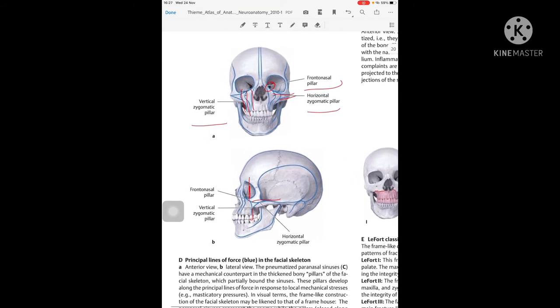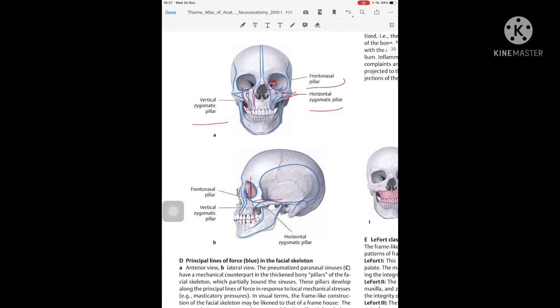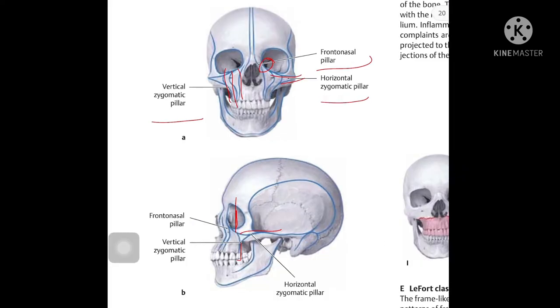Mainly the anterior view is A and the lateral view, the pneumatized paranasal sinus, is C. These have a mechanical counterpart in the thickened bony pillars of the facial skeleton, which partially bound the sinus. The pillars develop along the principal lines of force in response to local mechanical stresses of masticatory pressure. In visual terms, the frame-like construction of the facial skeleton may be likened to that of a framed house. The paranasal sinuses represent the rooms, while the pillars placed along major lines of force represent the supporting columns.